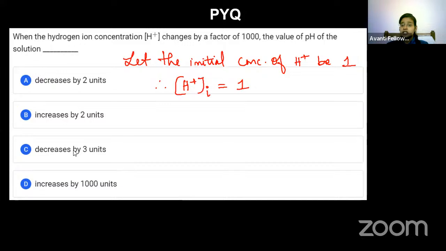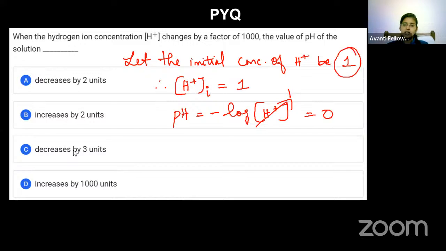If the concentration of H plus is 1, using the pH formula, which is equal to minus log of H plus, if I substitute H plus as 1, I will get log 1. Log 1 is equal to 0. So pH will be equal to 0. Okay. So this is my assumption. Initially, I'm taking this as 1 and I'm getting the pH as 0.